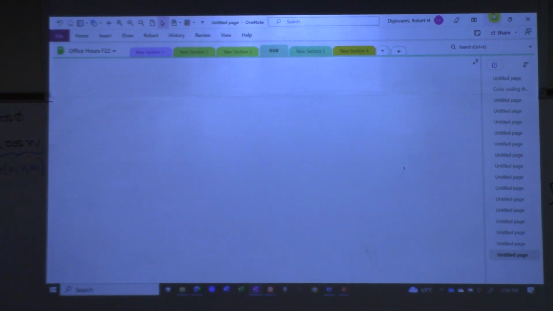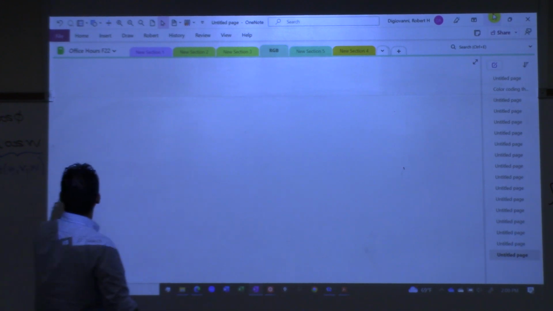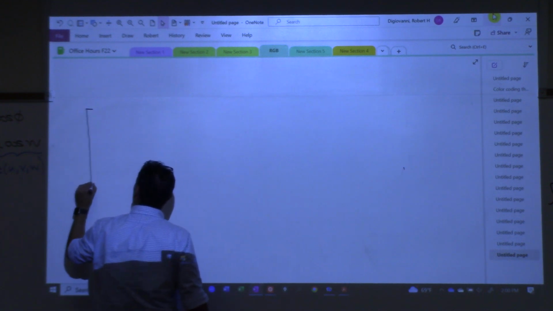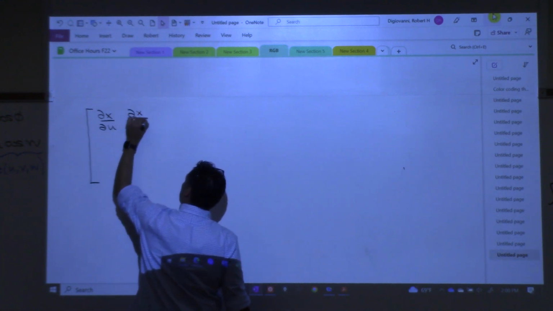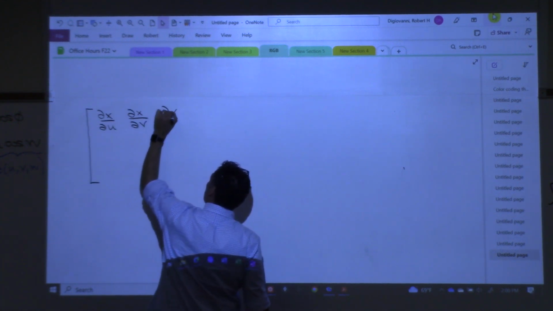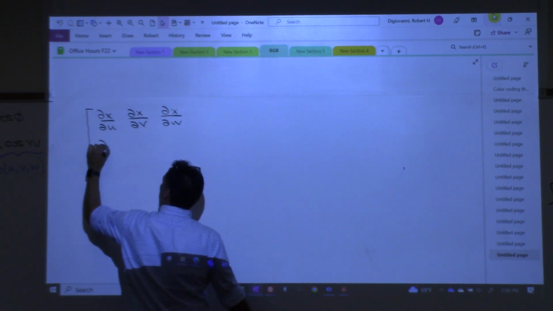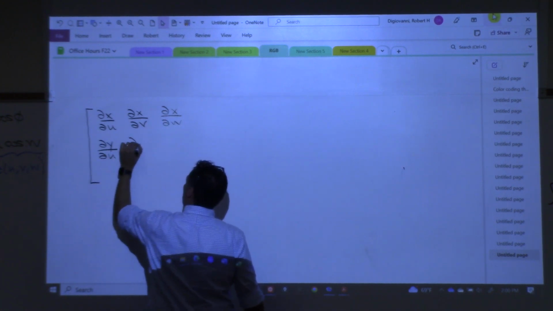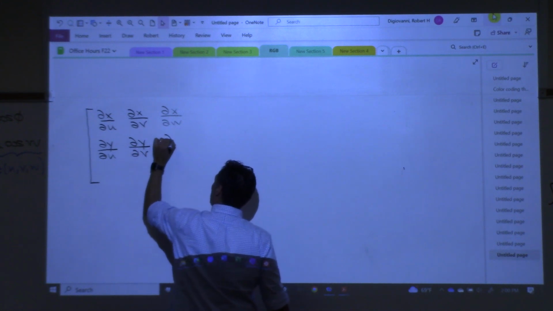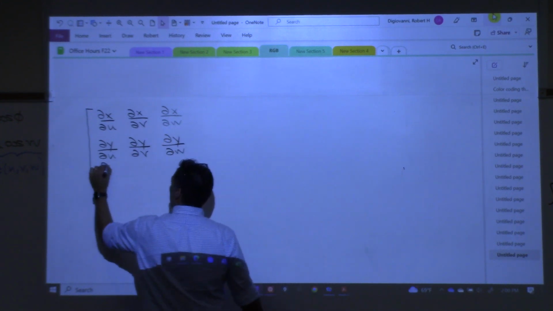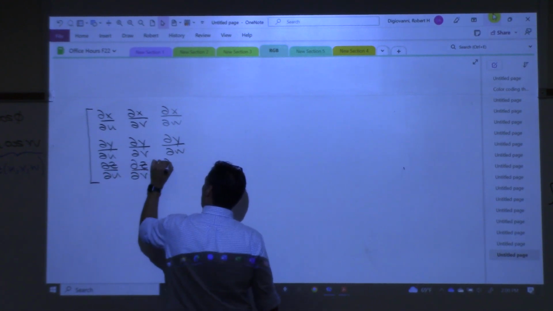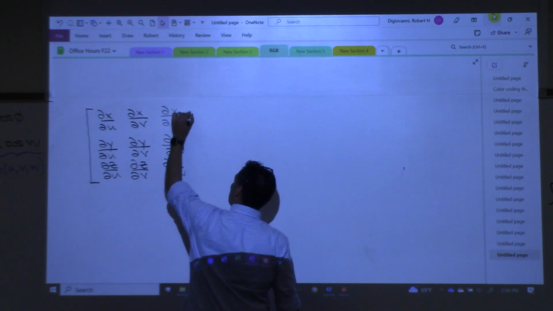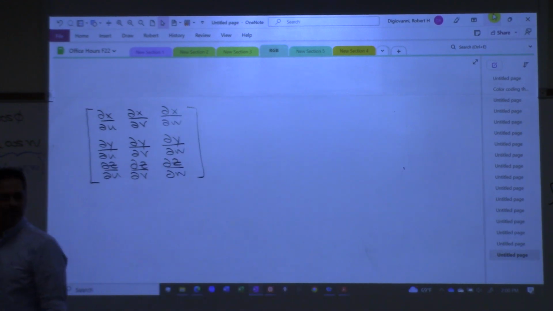Now I hit pause a while back, right? I'm ready to unpause. Go back in your notes where I had paused, and here's where we were. We wanted to find the determinant of the partial of x with respect to u, partial x with respect to v, partial x with respect to w, partial y with respect to u, partial y with respect to v, partial y with respect to w, partial z with respect to u, partial z with respect to v, partial z with respect to w, right? I want the determinant of that.